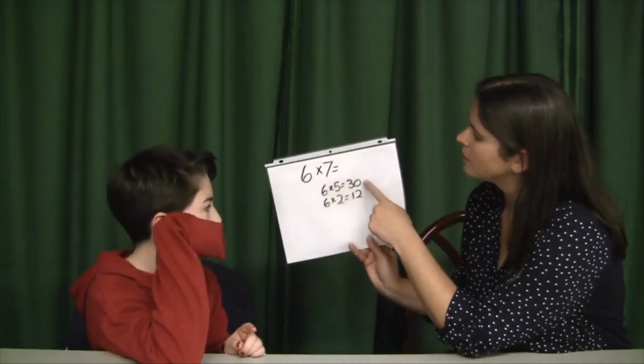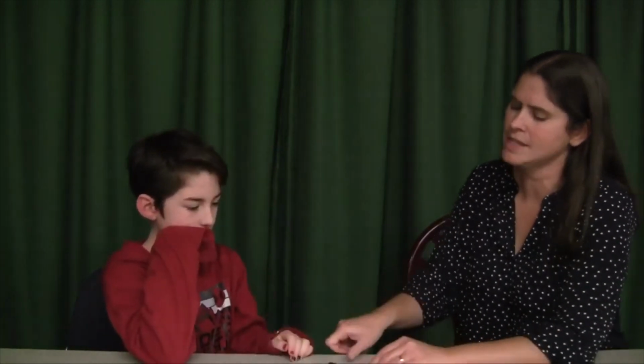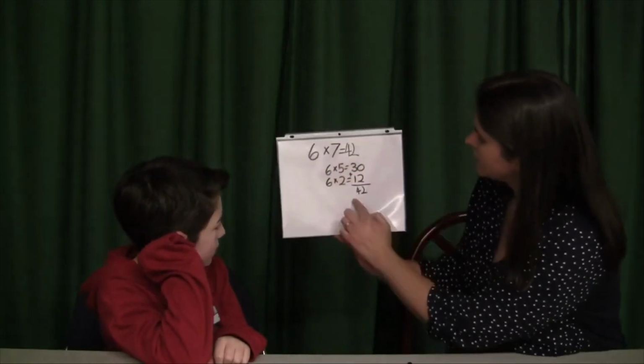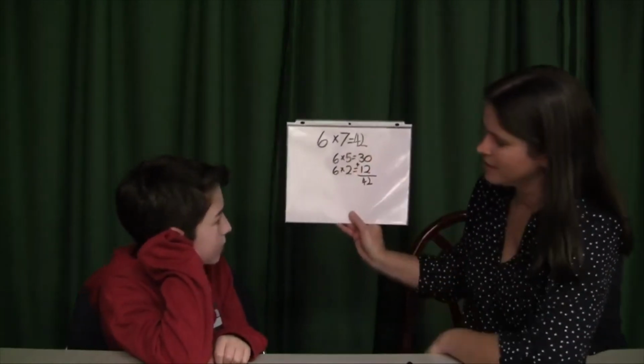Okay, so what is it if I put 30 and 12 together? What do I get? You get 42. So then 6 times 7 equals, can you answer that for me? 42. Beautiful. So I see you used a vertical adding method to find that 42, and that's how you found the answer?